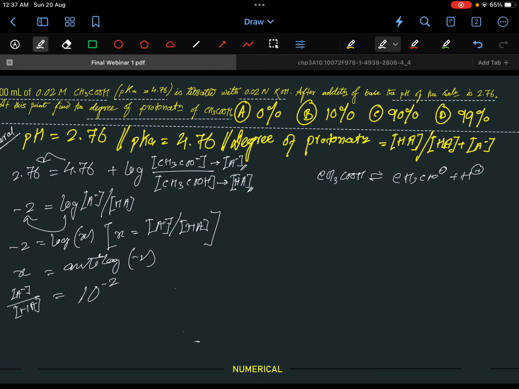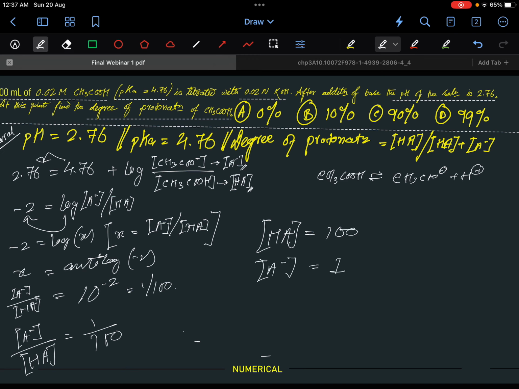So this is equal to 10 to the power minus 2, right? What is 10 to the power minus 2? It is nothing but 1 by 100. So what does this mean? For HA equal to 100, A minus is equal to 1. So what is the value of HA plus A minus? That is 101.